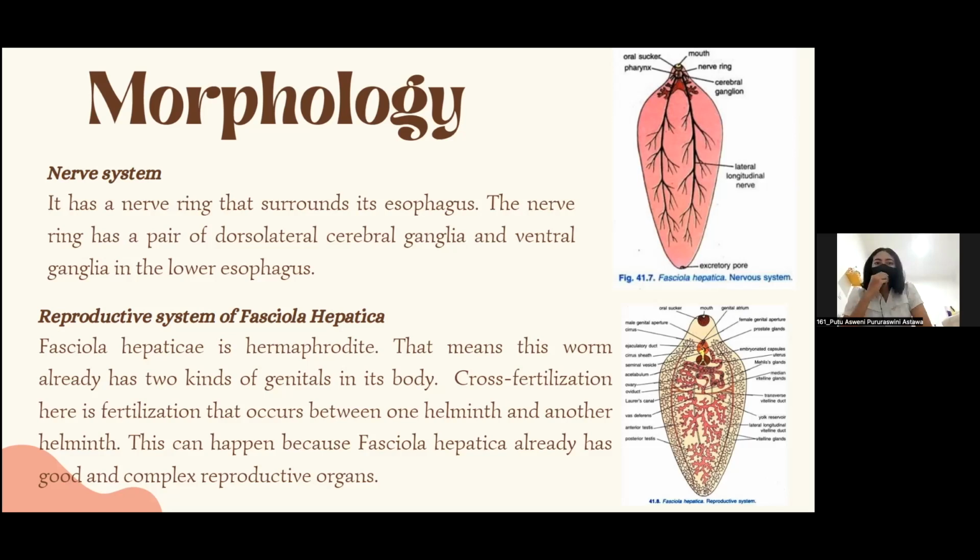Reproductive system of Fasciola hepatica. Fasciola hepatica is hermaphrodite. That means this worm already has two kinds of genitals in its body. Cross-fertilization is fertilization that occurs between one helminth and another helminth. This can happen because Fasciola hepatica already has good and complex reproductive organs.